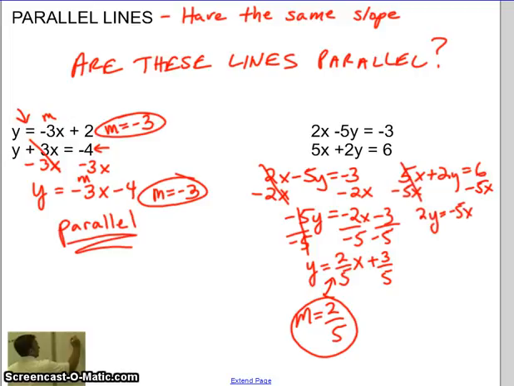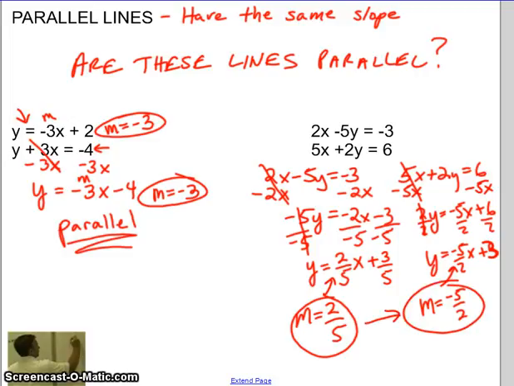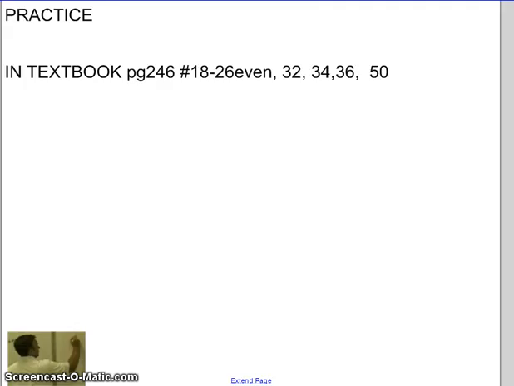And we're left with 2y equals negative 5x plus 6 divided by 2. And you get y equals negative 5 over 2x plus 3. Just found that 6 divided by 2 is 3. And we get the slope, in this case, is negative 5 over 2. So are they parallel? Nope. They're not the same slope. Alright, what you're going to learn in a further lesson is that they're actually perpendicular lines. We'll talk about that later. Alright, try a couple problems on your own.